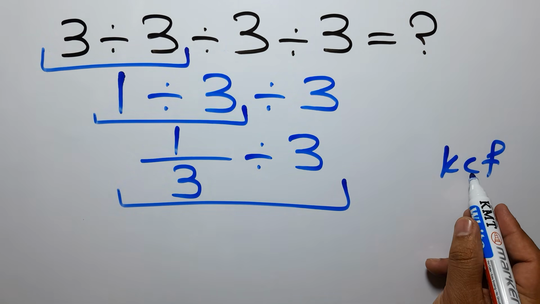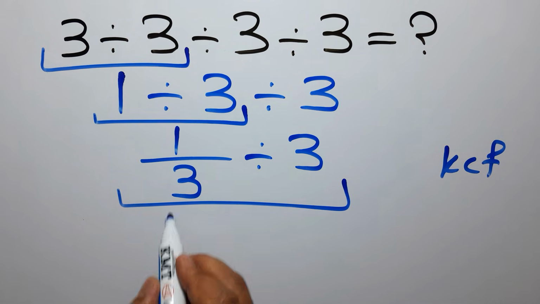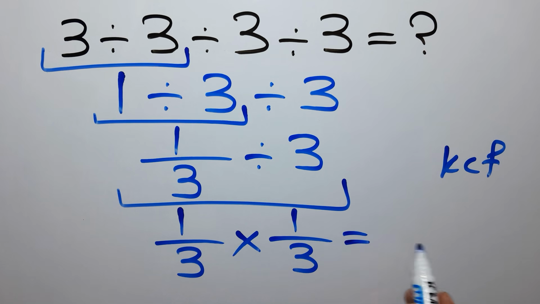K stands for keep, C stands for change, and F stands for flip. We can write keep the first fraction, change division to multiplication, and flip the second fraction. So we have 1 over 3 times 1 over 3, which equals 1 times 1 gives us 1.